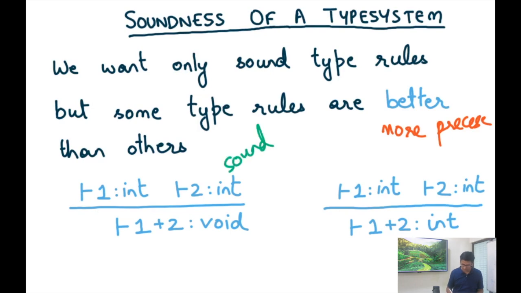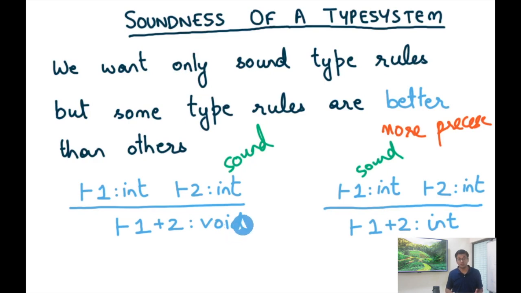All right. Let's look at another type rule. It says if e1 is an int and e2 is an int, then e1 plus e2 is an int. Is this a sound type rule? I claim that this is also a sound type rule. So why do I claim that both of these are sound type rules? Notice that I'm assuming in my language that void is a super type of all other types. And so anything I compute will always be of type void. And so it is sound.